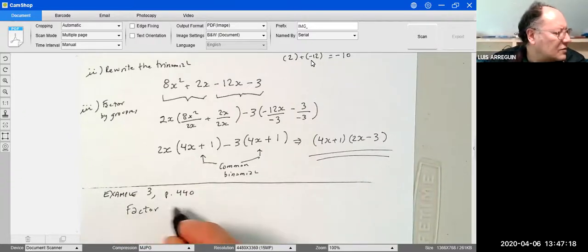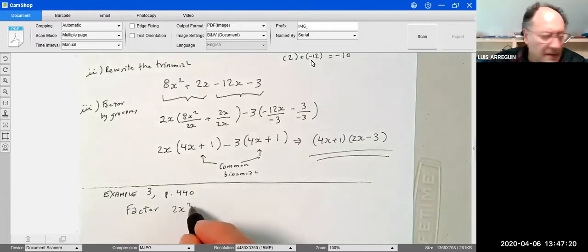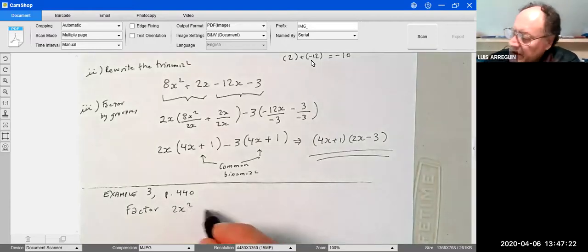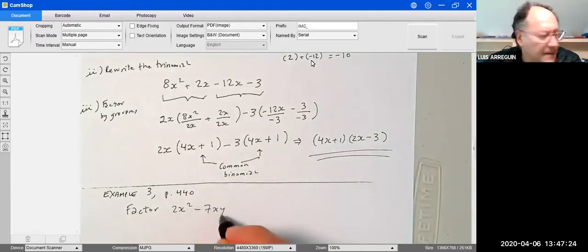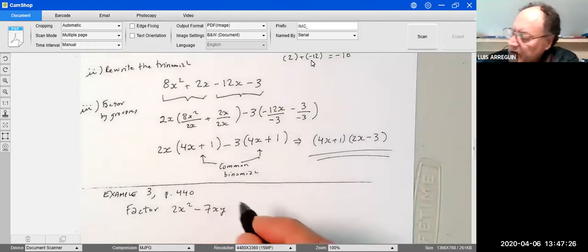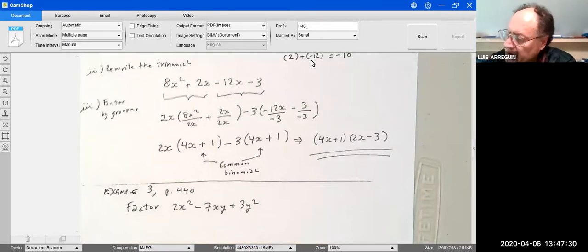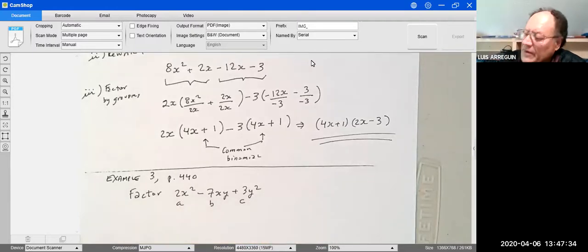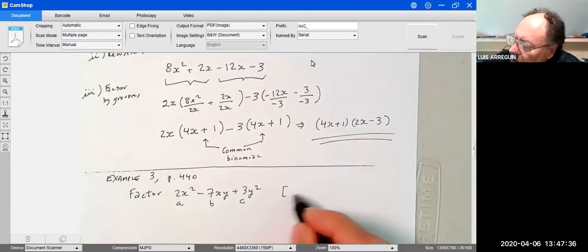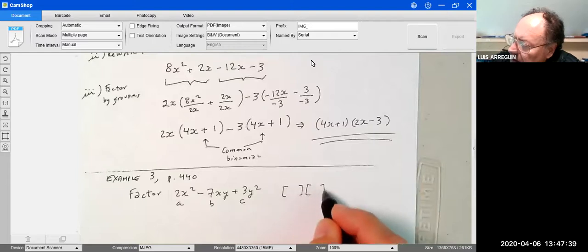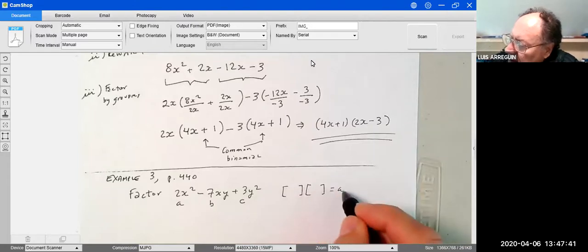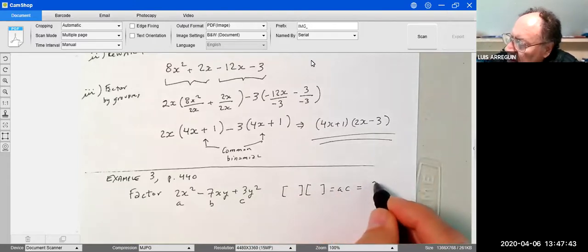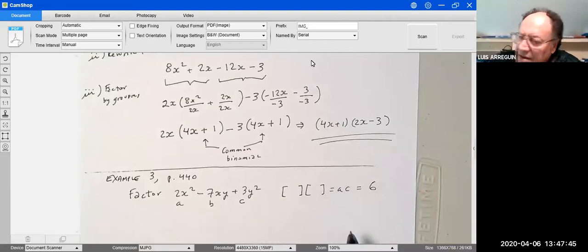We're going to factor 2x squared minus 7xy plus 3y squared. So again, we have a, b, and c. So I need two numbers that when I multiply them, I'm going to get AC. So this time it is just 6. 2 times 3 is 6.